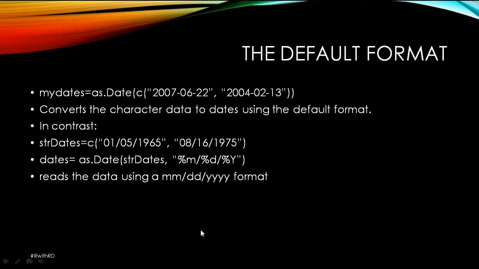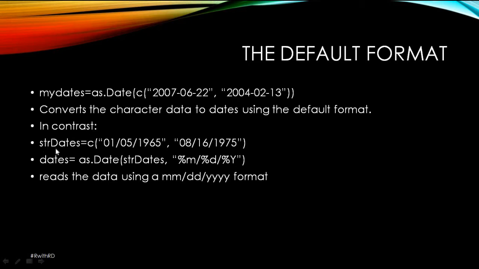Then what is the default date format? Let us say my dates equals as.Date of c, this is one date and this is another date. This converts the character date data into dates using the default format.